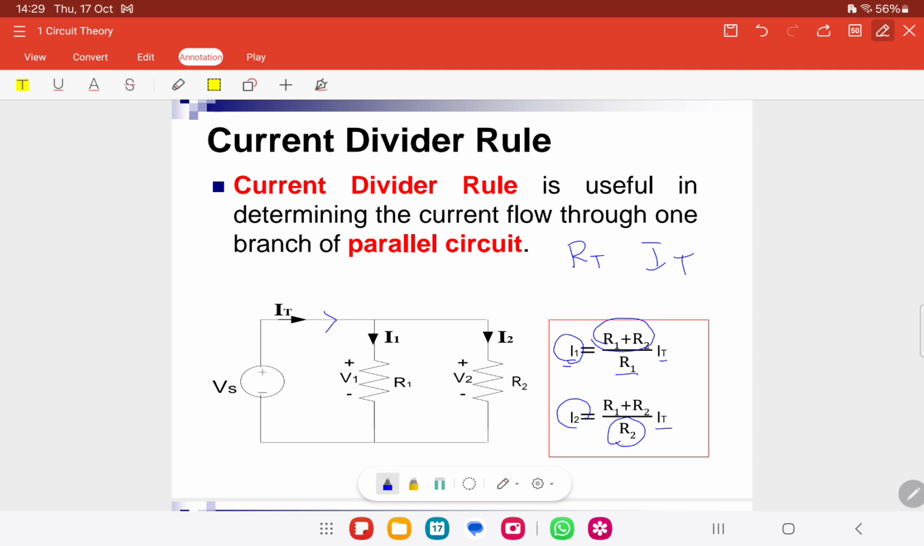Okay, let's say here is 4, so I1, let's say this is 2, this is also 2, so I1 will be... ni tak perlu kira. By default kita kena tahu yang if the resistance is in the same value, dia akan bahagi sama rata.